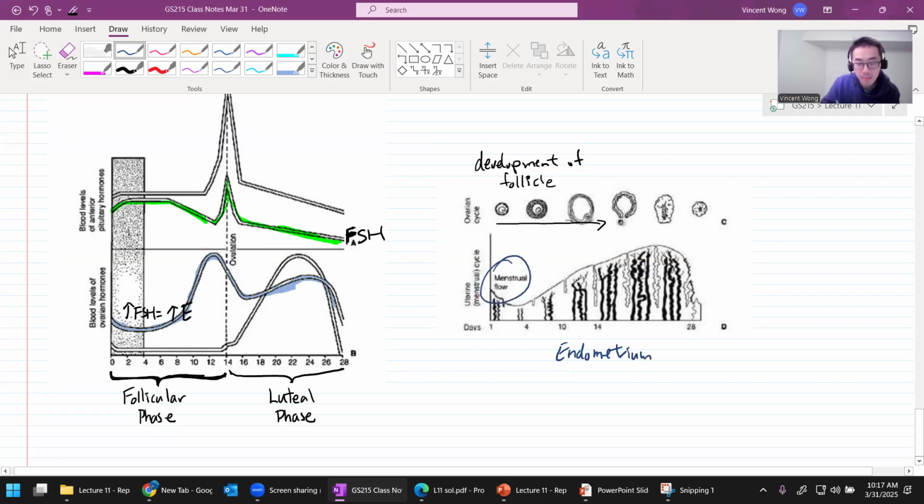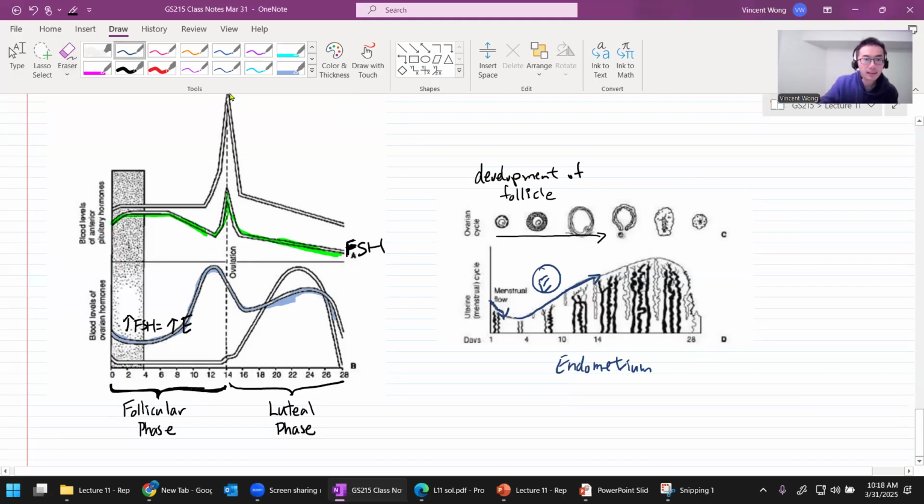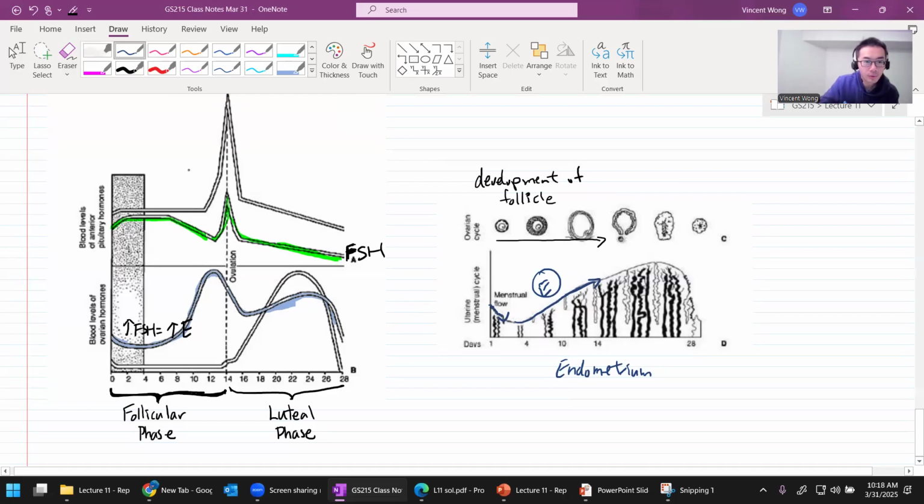At the beginning, there's the menstrual flow. So all the blood vessels from the previous cycle shed, but then it's going to build up again. It's going to get thicker and thicker and thicker because of the estrogen of the first half of the cycle. Right? And then it's going to peak. The estrogen is going to peak when the follicle is fully mature. And then here we have the estrogen peak.